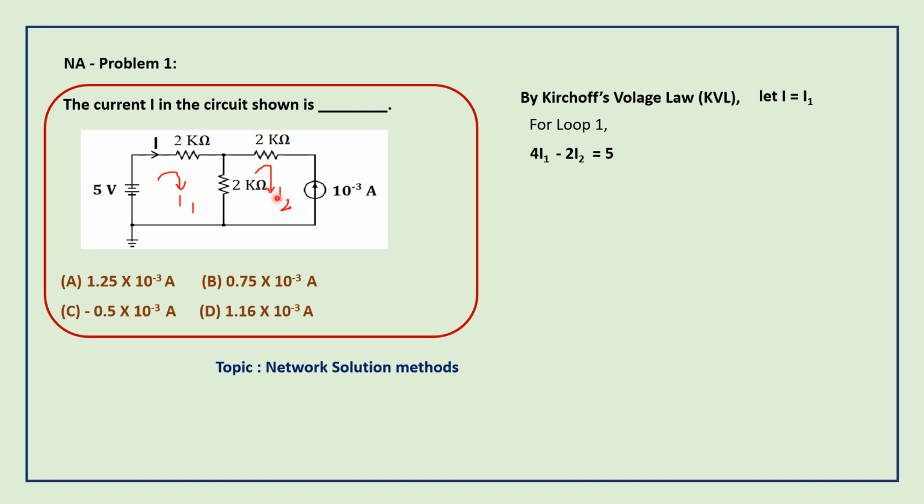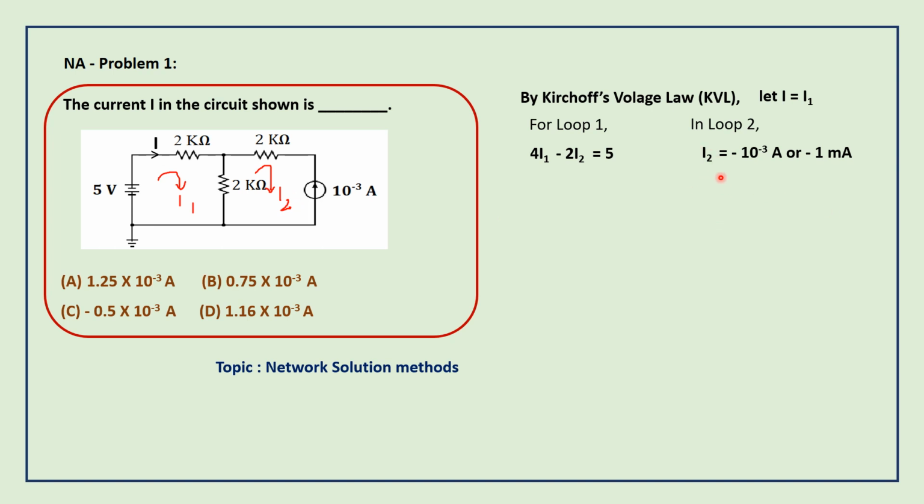See loop 2. Loop 2 consists of only a current source. Here I2 is the assumed direction, and the given direction is anti-clockwise while the assumed direction is clockwise. So we can write directly in loop 2, I2 equals minus 10 power minus 3 amps, or minus 1 milliamps. So we have the I2 value from loop 2 itself.